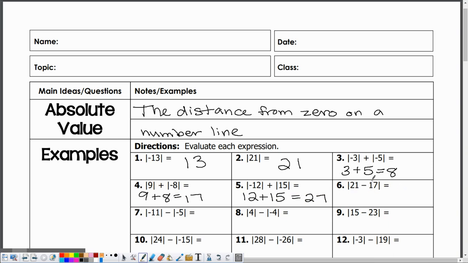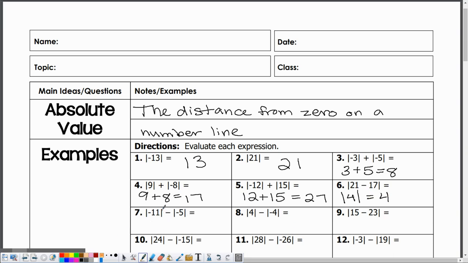Now here, we need to make sure that we are doing our subtraction first because these absolute value symbols are also grouping symbols. Okay, so we want to do everything inside of that grouping symbol first, and then we can continue solving if there's more to do. So we're going to do 21 minus 17, and that is 4. So we bring down our absolute value bars, and the absolute value of 4 is 4.